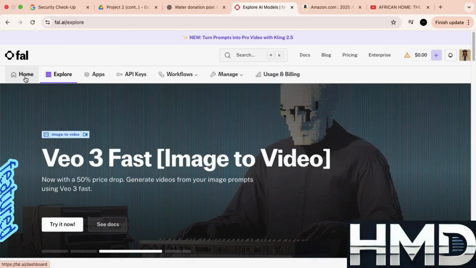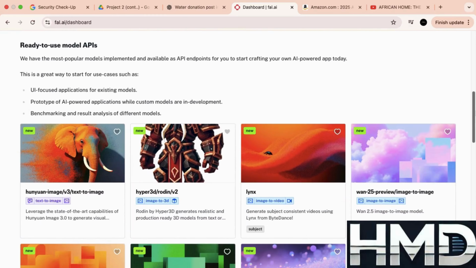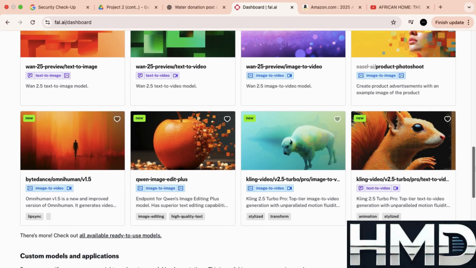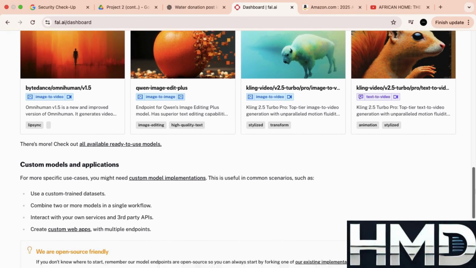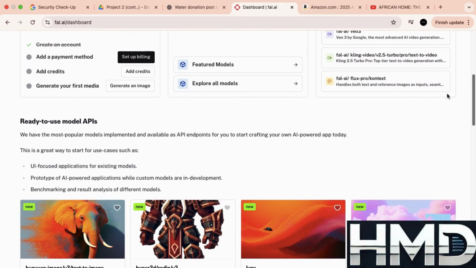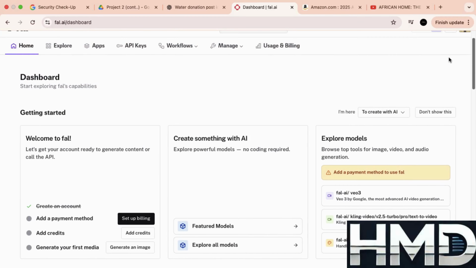Today, I'm going to share my review about Fal.ai, a generative AI platform that's becoming popular among developers and enterprises for its speed, scalability, and versatility. On the positive side, Fal.ai's biggest selling point is its ultra-fast inference engine.